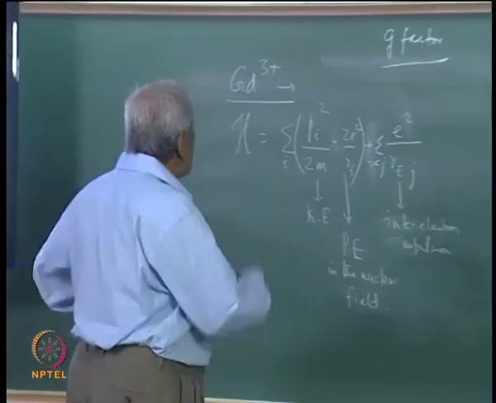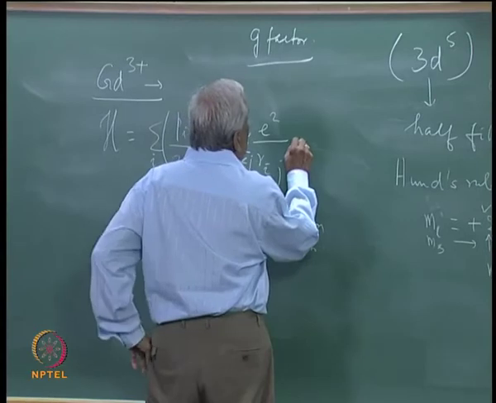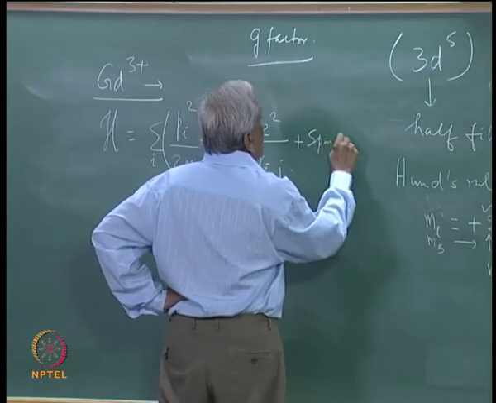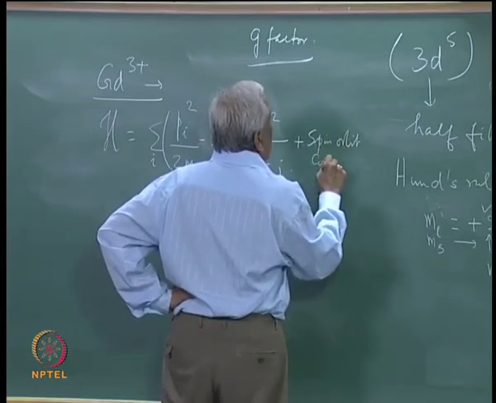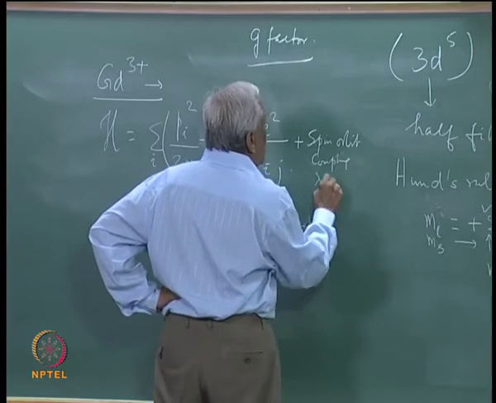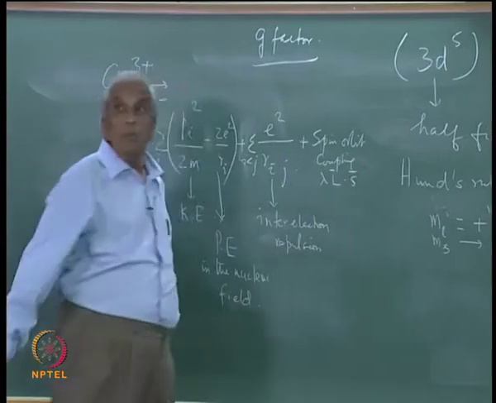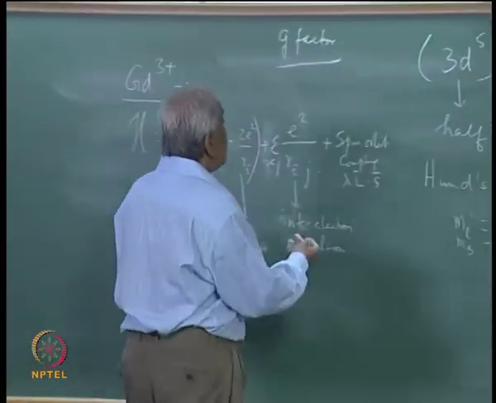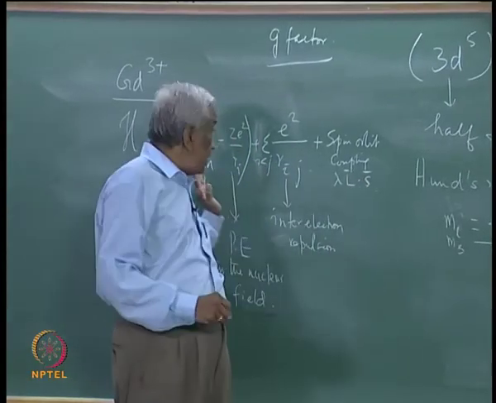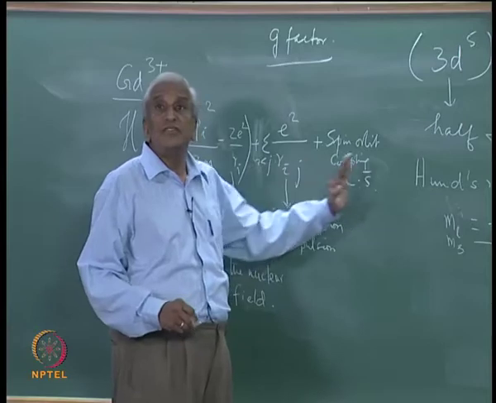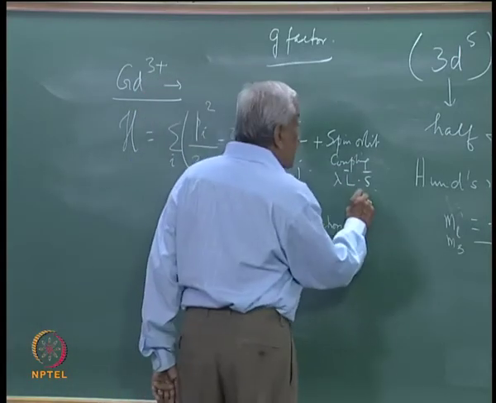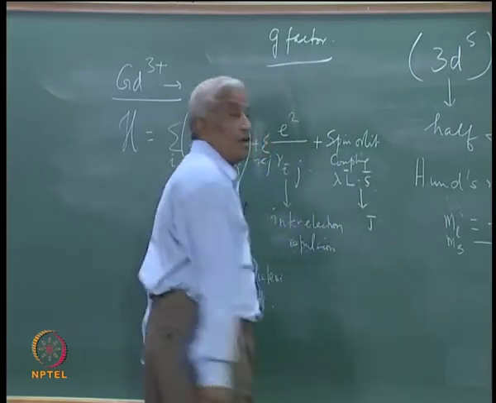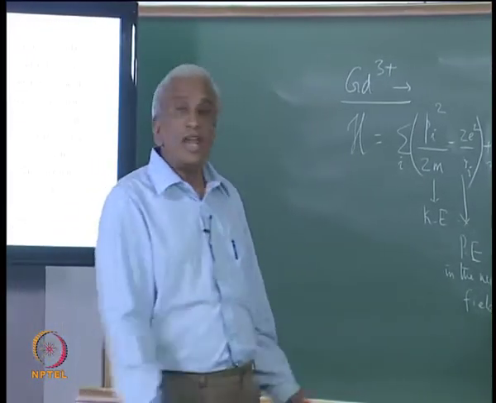So beyond this, we have the various terms. The most important is the spin orbit coupling, which has the form lambda L dot S. I am writing it in descending order of the strength of the various interactions. If this coupling is strong, the coupling between L and S gives you a resultant J as the total angular momentum.